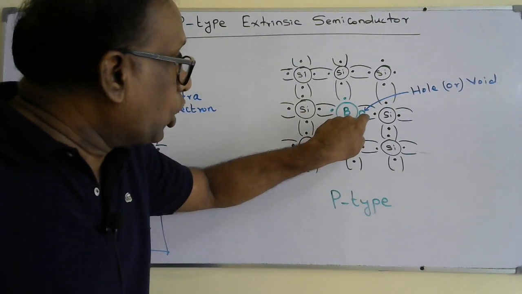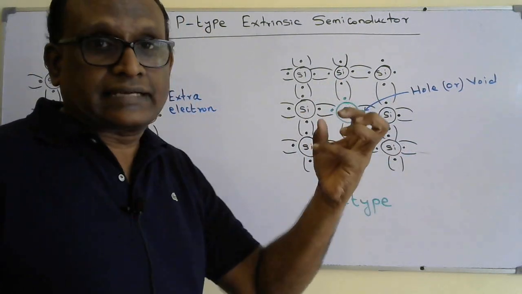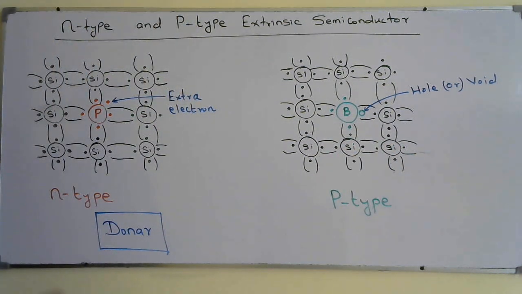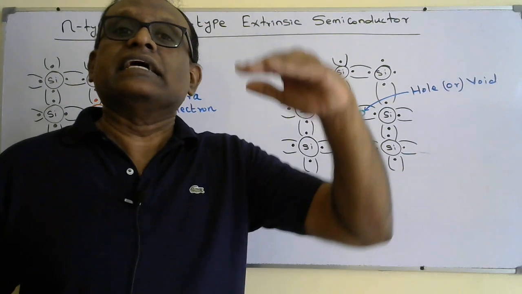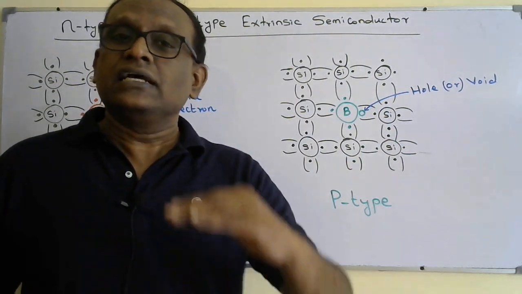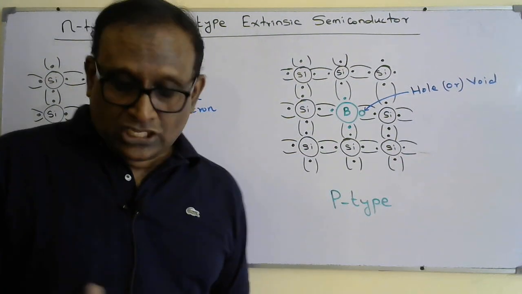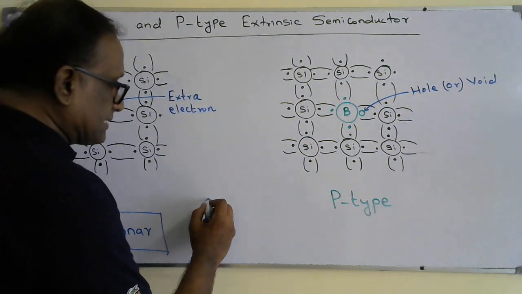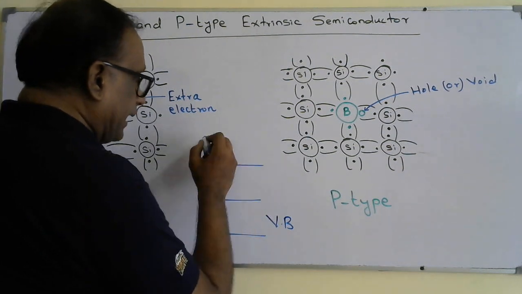So it will provide a hole in the valence band. There is a shortage of an electron which would form a bond with the silicon. So there will be a hole or void in the p-type semiconductor. This hole will stay in the valence band of the p-type extrinsic semiconductor. When you think about this p-type extrinsic semiconductor, in the same way I can draw the diagram here. This is the valence band. This is the conduction band.